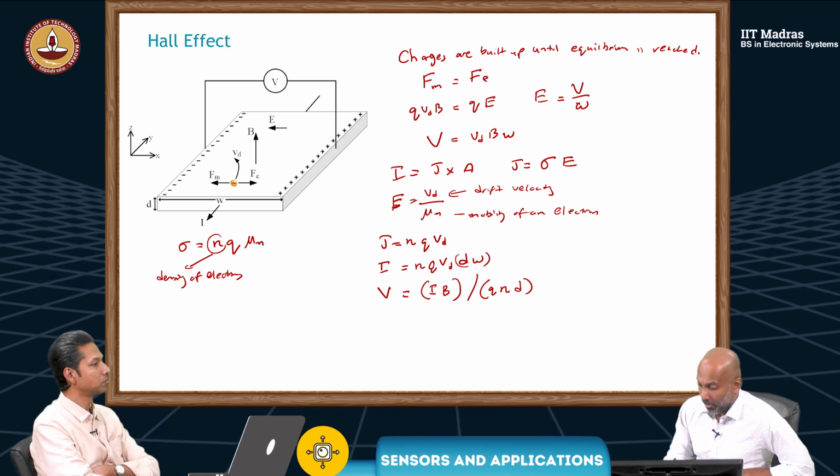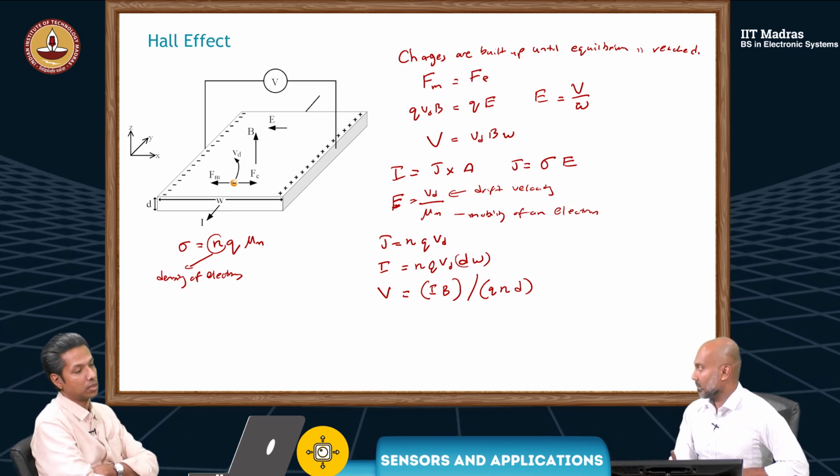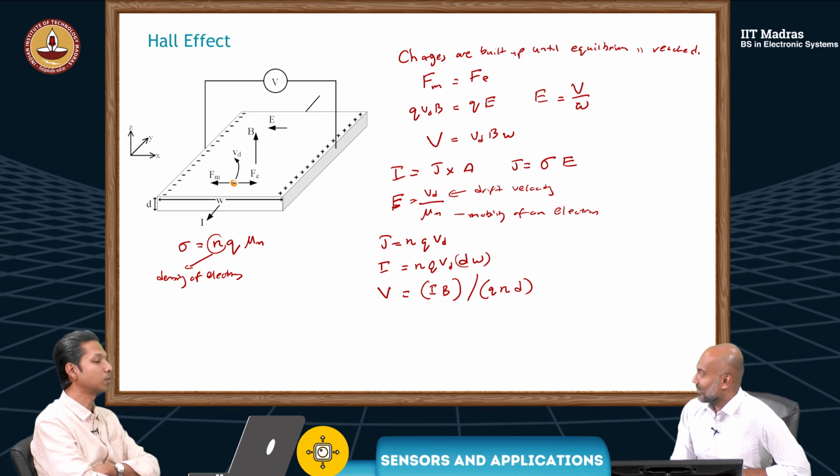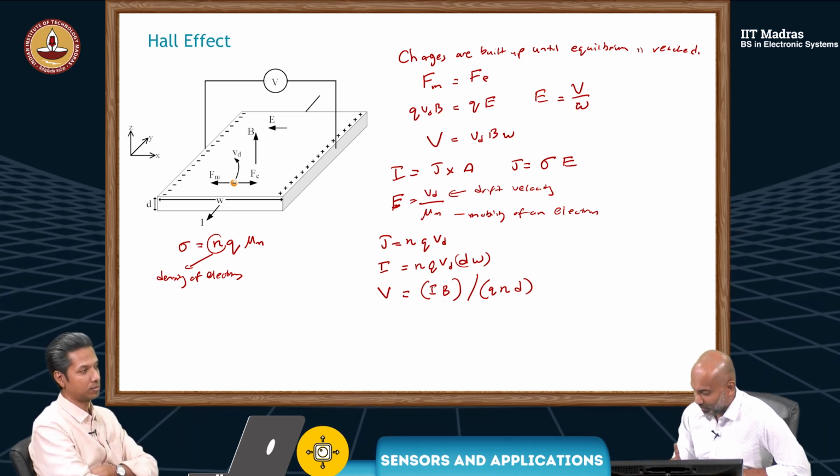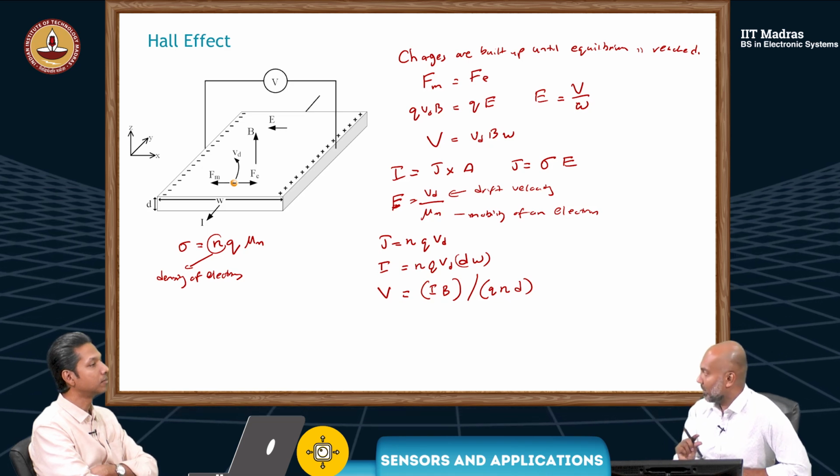Now, what does this tell you? It just says output voltage is proportional to B, provided current is fixed. And what else? This material should also be very thin.